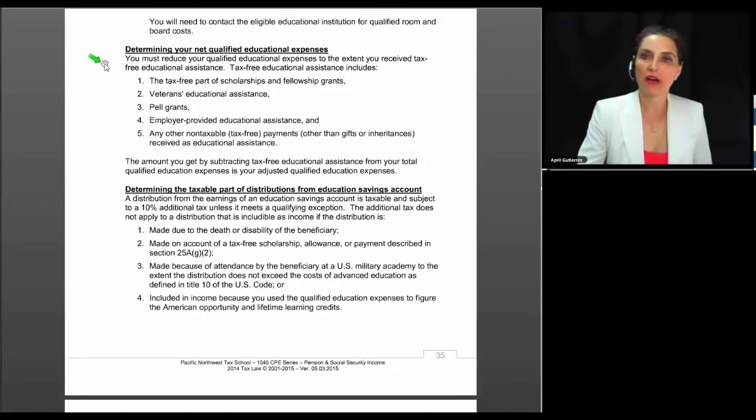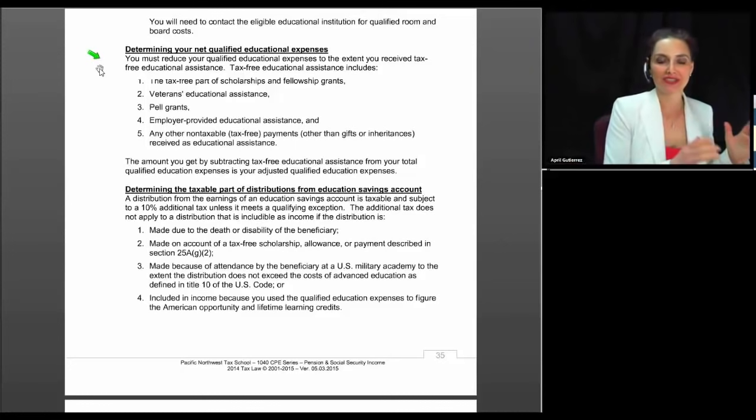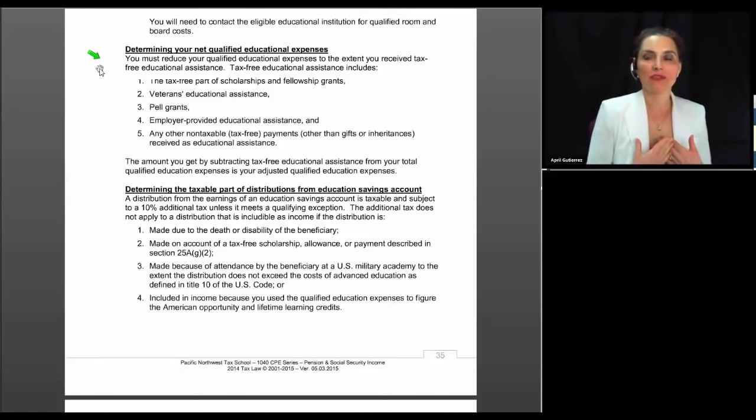So, determining your net qualified education expenses, you must reduce your qualified educational expenses to the extent you received tax-free education assistance. So if your cost of education is $10,000, but you received assistance from one of the sources I'm about to list, then whatever assistance you receive is going to reduce your qualified education cost. And it's important to know what your qualified education cost is in terms of determining whether or not a distribution from a QTP or from a Coverdell ESA is going to be taxable to you.